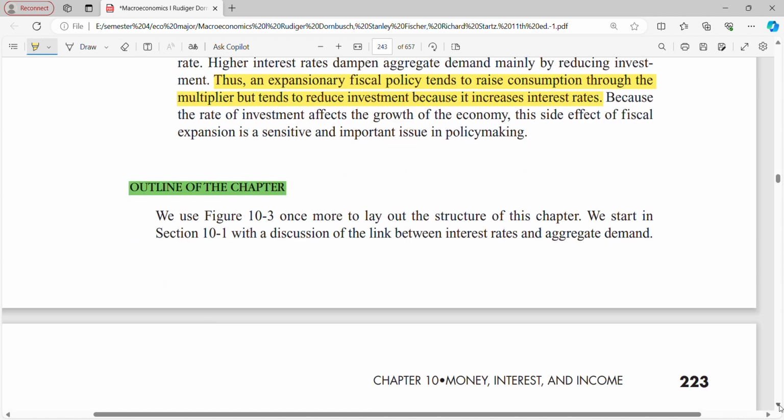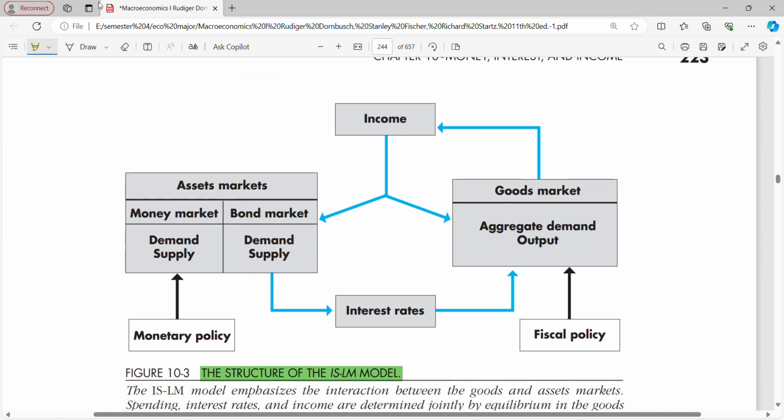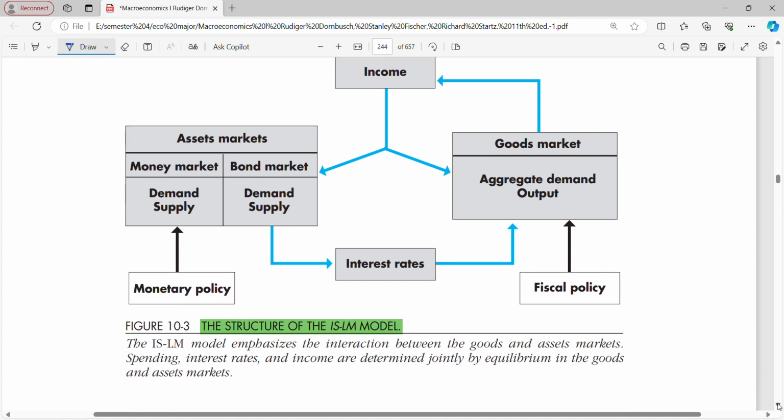Okay, then we have an outline of this chapter. So these are just basic things, we'll go with that first. Anyway, income, we know, comes from the assets market and goods market. Assets market means money market, bond market. Here the monetary policy arrives. Okay, then for the goods market we have fiscal policy. This is how the structure of the ISLM model emphasizes the interaction between goods and assets markets. Spending, interest rate, and income are determined jointly by equilibrium in goods and assets markets. Okay.